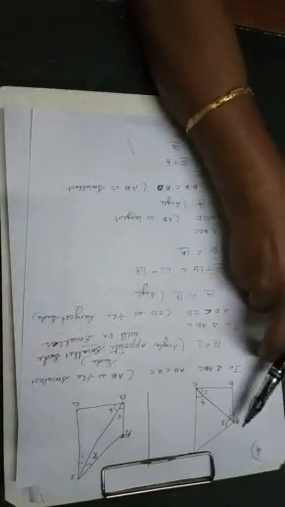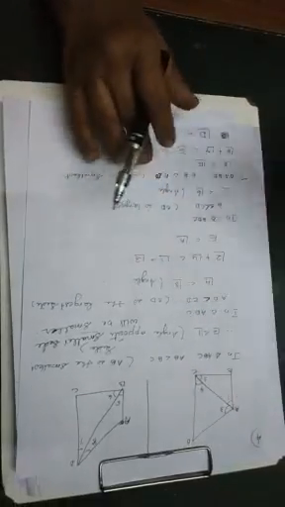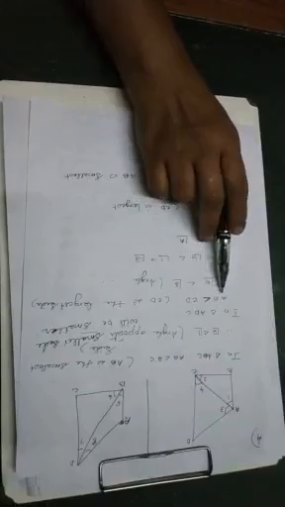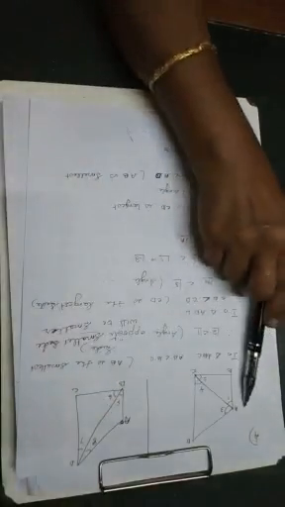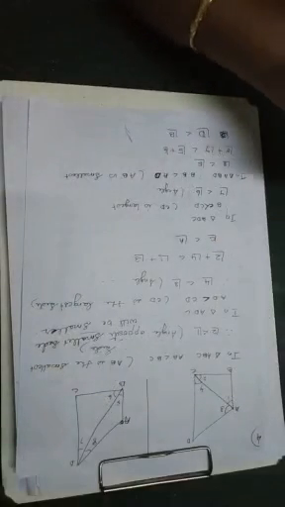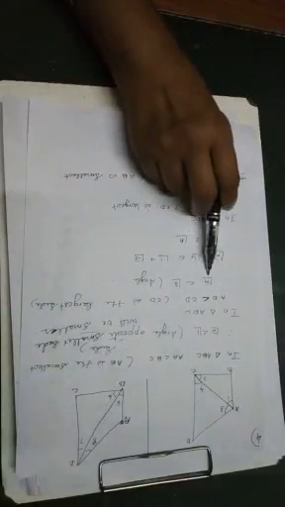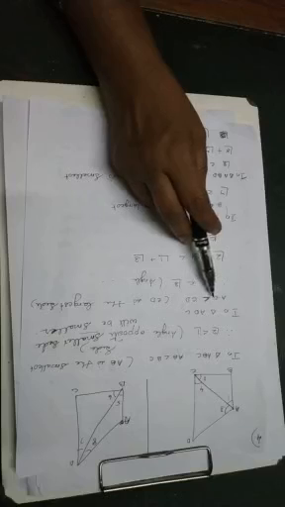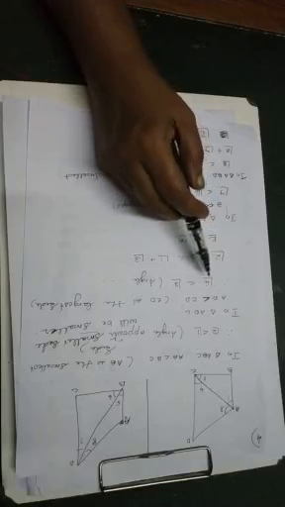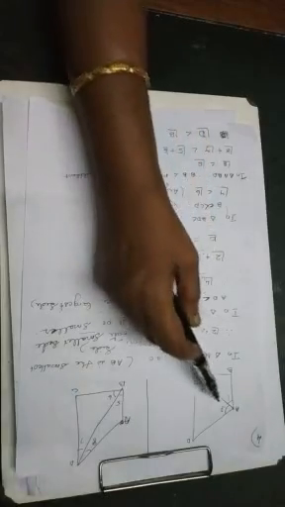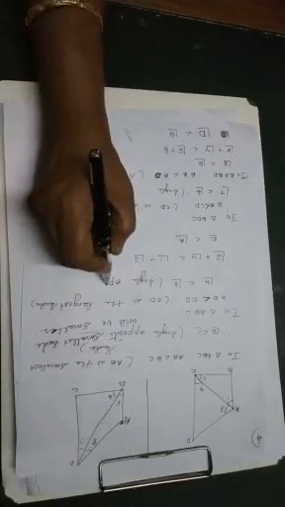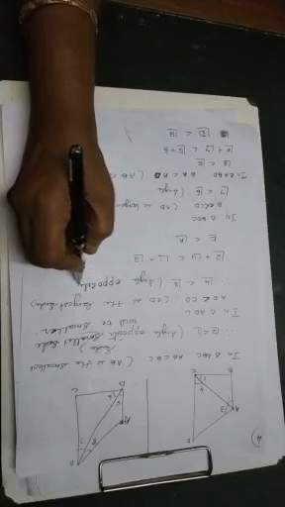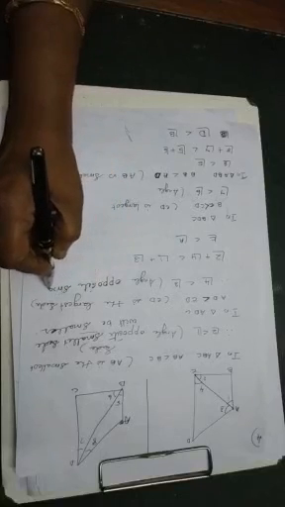Now when you are taking triangle ADC, AD is less than CD. CD is the longest side, so AD is less than CD. Now the angle opposite to AD, that is angle 4, is less than angle C. It's the same reason: the angle opposite to the smaller side will be smaller.